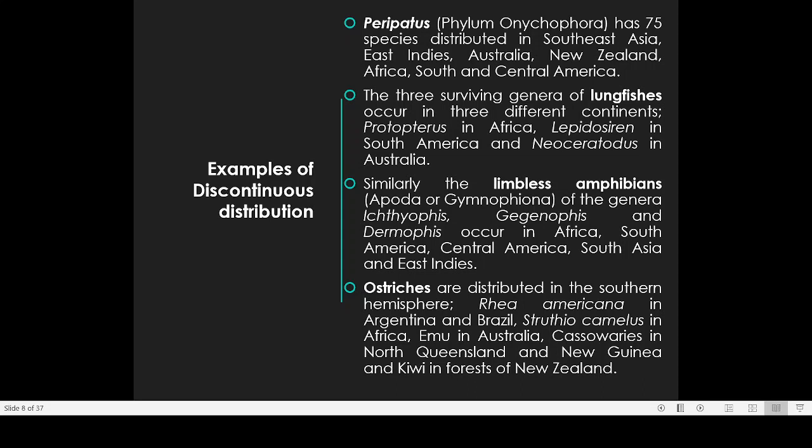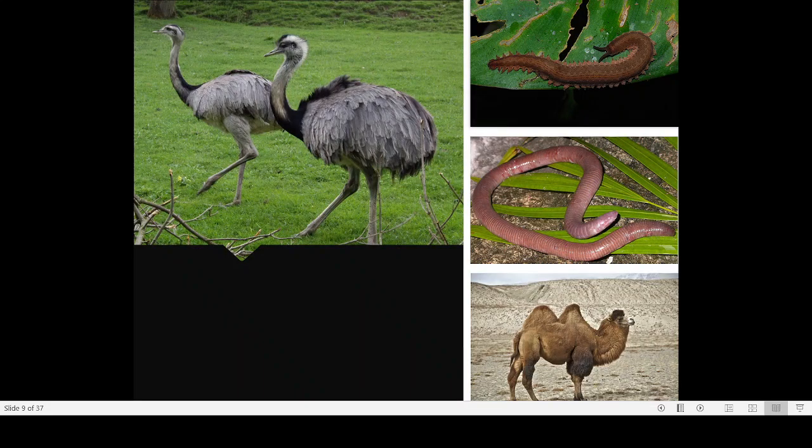For example, the best example is this peripatus, which I already discussed. They have 75 species, and we find them in Southeast Asia, the East Indies, Australia, New Zealand, Africa, and South and Central America. So these are the major areas where peripatus, a small worm, is found. This animal is known as a peripatus.